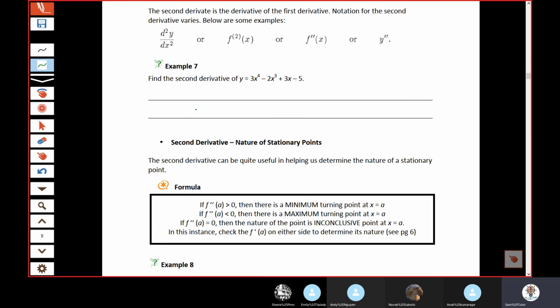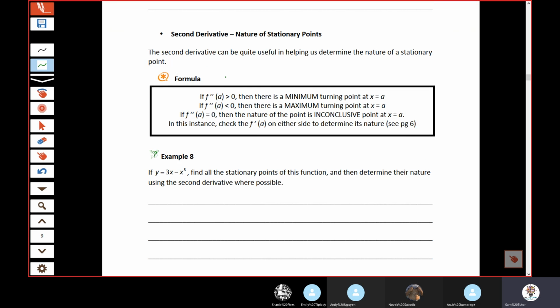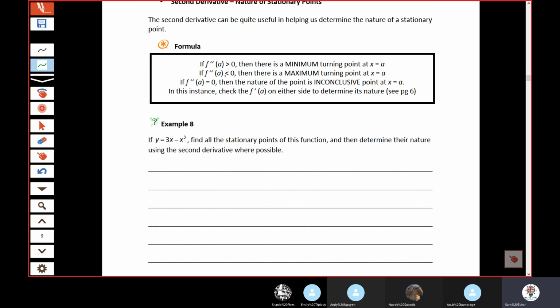Find the second derivative. I think I'll leave that. We'll just call it homework. It'll take you 2 seconds. All right, we've already spoken about this, but we'll read it again. If y double dash is greater than 0, it is a min. If y double dash is less than 0, it's a max. If y double dash equals 0, the nature of this point is inconclusive. So in this instance, we have to find its nature, and you're about to see that in a second. And that's what I mean by inconclusive.